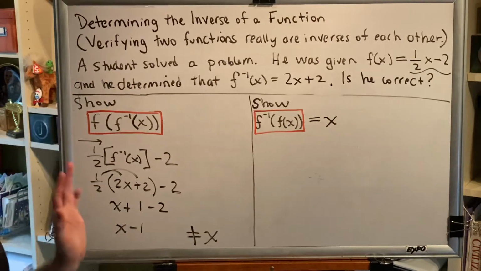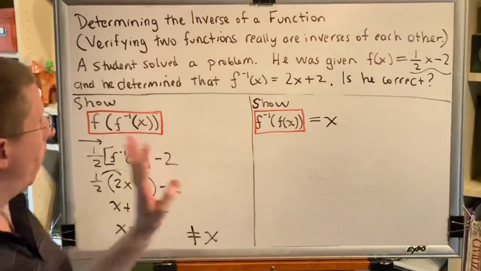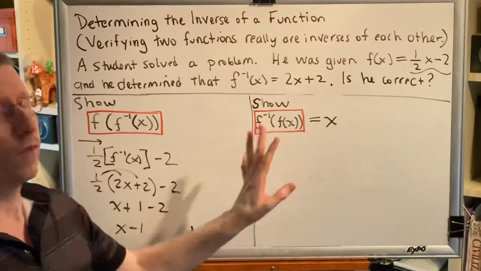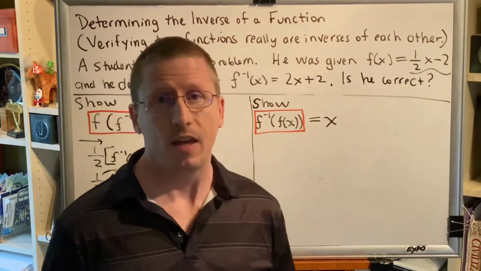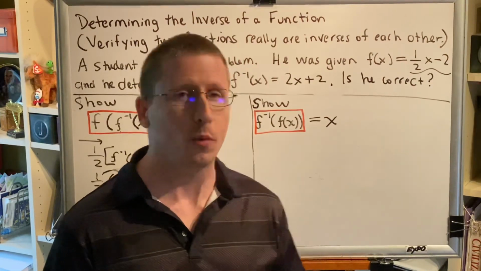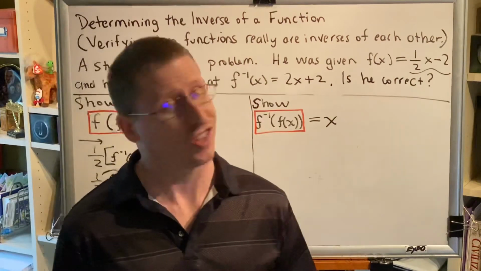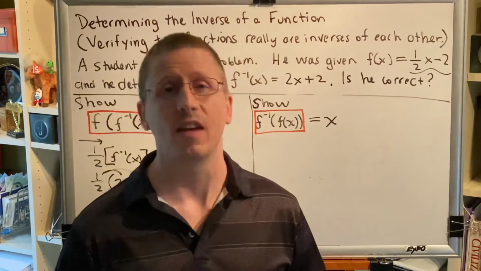Therefore, we can stop. We don't need to go any further. In order for the student to be right, both compositions of functions have to give the result x. If even one of them does not give x, then immediately we can say the function f and what we thought was its inverse are actually not inverses of each other.